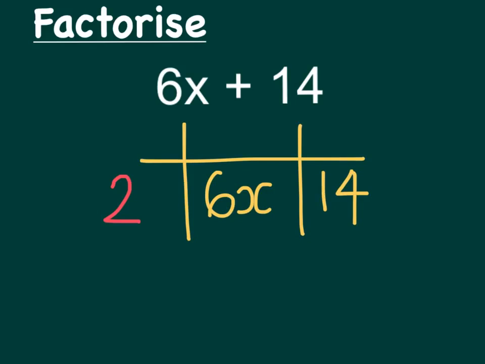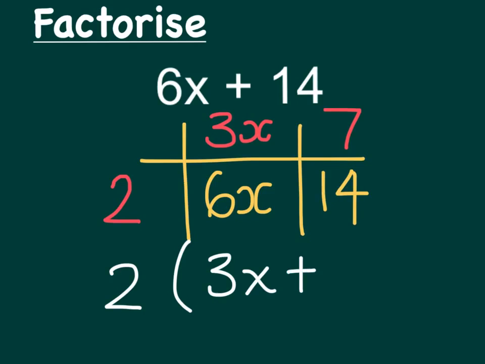So we've got the biggest factor of both terms, so now all I need to do is work out what goes over here and what goes over here. 2 multiplied by something gives us 6x. I know that 2 times 3 is 6, so 2 times 3x has got to be 6x. Now we work out what goes in this box. 2 times something is 14: 2 times 7 gives us 14. Therefore, on the outside of the bracket we've got 2, and inside the brackets we've got 3x add 7.